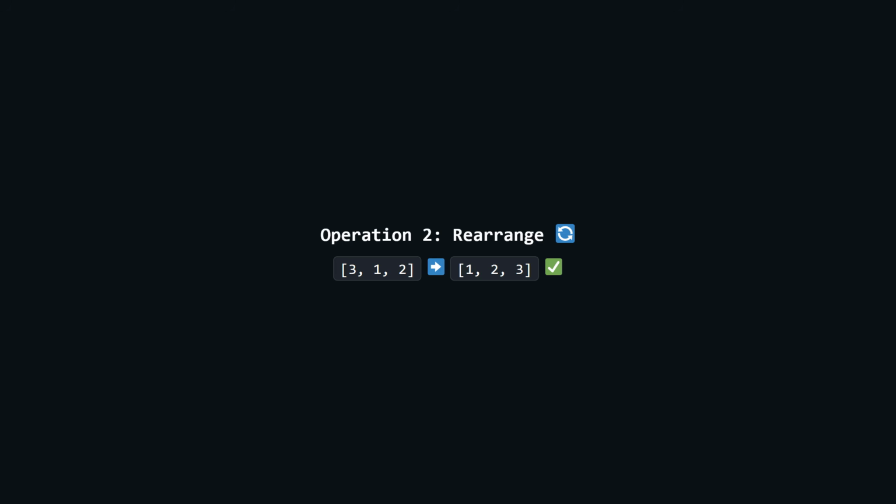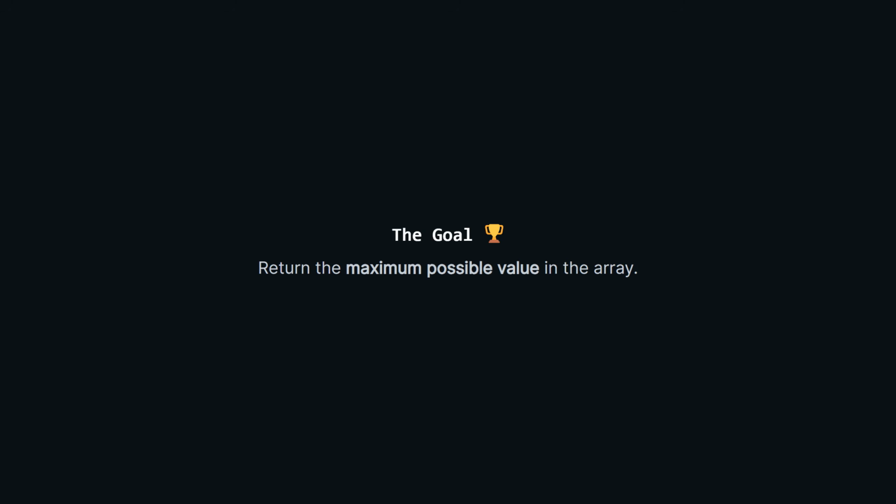We are also allowed to shuffle the numbers around into absolutely any order we want. Our goal is to perform these operations to satisfy the rules, while trying to keep the largest possible number in the list as high as we possibly can.